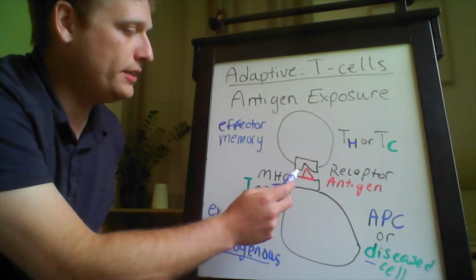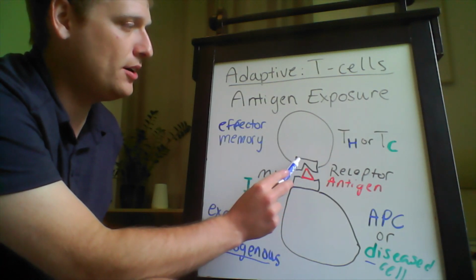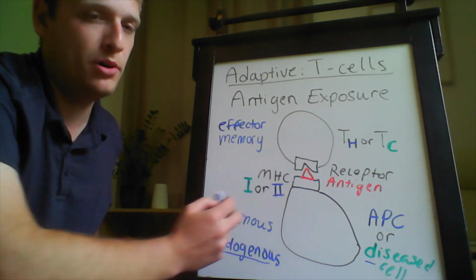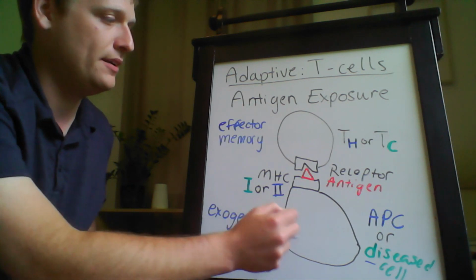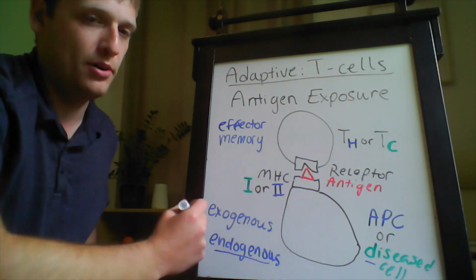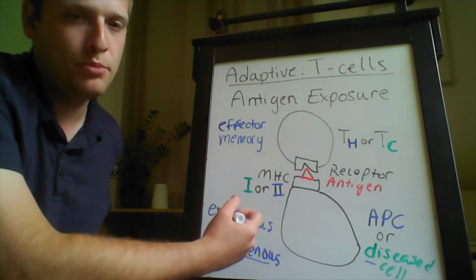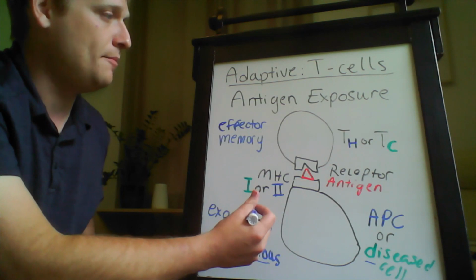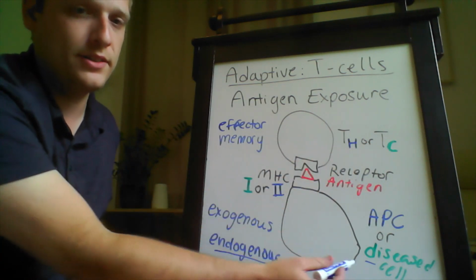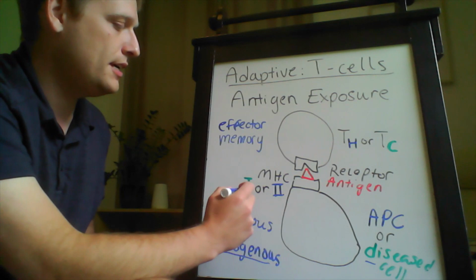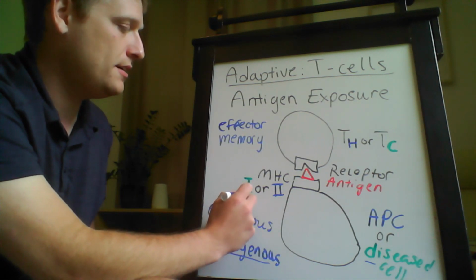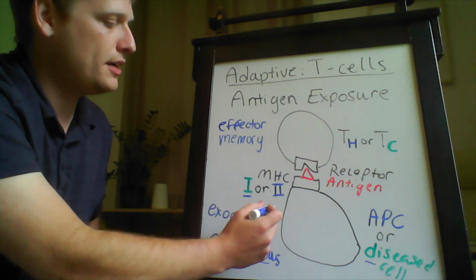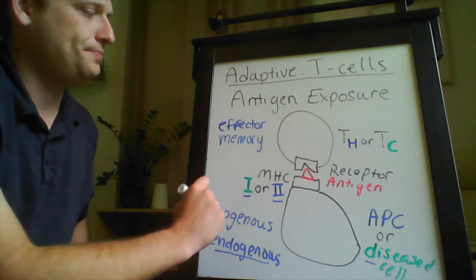And one other component is you have the receptor on the T cell, the antigen, but the antigen is going to be bound to a protein in the plasma membrane called an MHC protein. And the only really important thing to note is that there's two types of MHC proteins. And for these cytotoxic T cells that are taking care of our diseased cells, they're going to bind MHC type 1. And the helper T cells are going to bind MHC type 2.